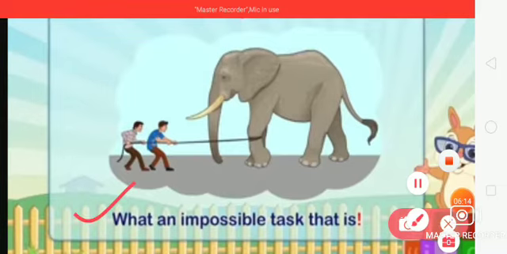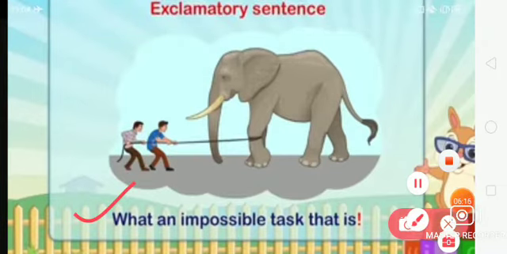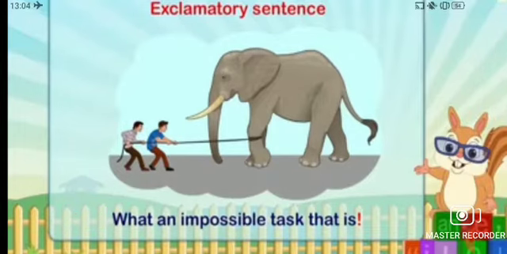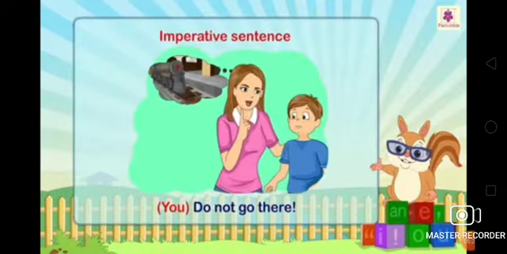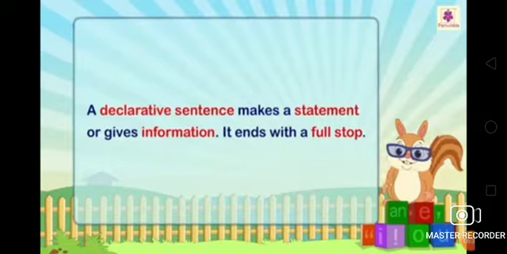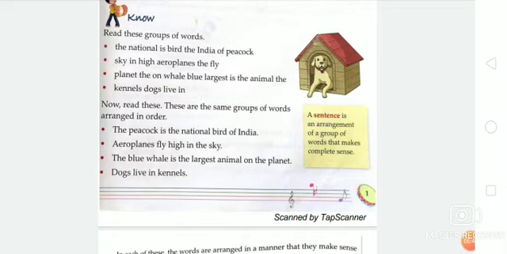For example, we can say, what an impossible task that is. In interrogative examples, we can say, what is your name? What are you doing here? In imperative, we can say, do not go there, come here. And in assertive, we can give the example, I am a boy, I am doing my work.